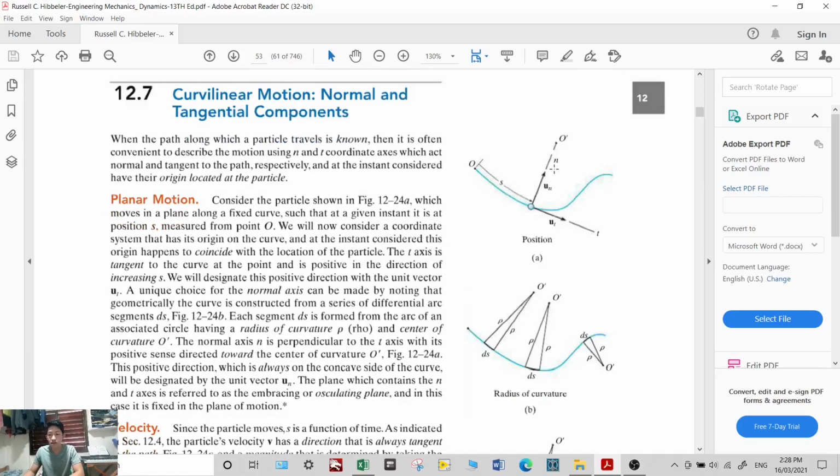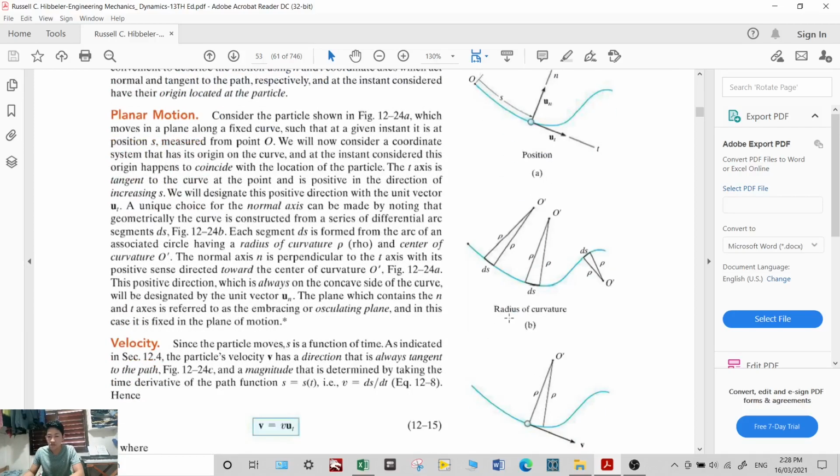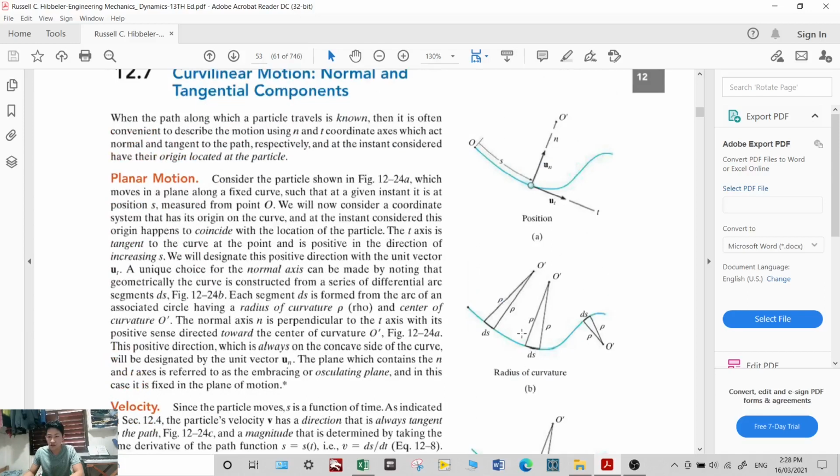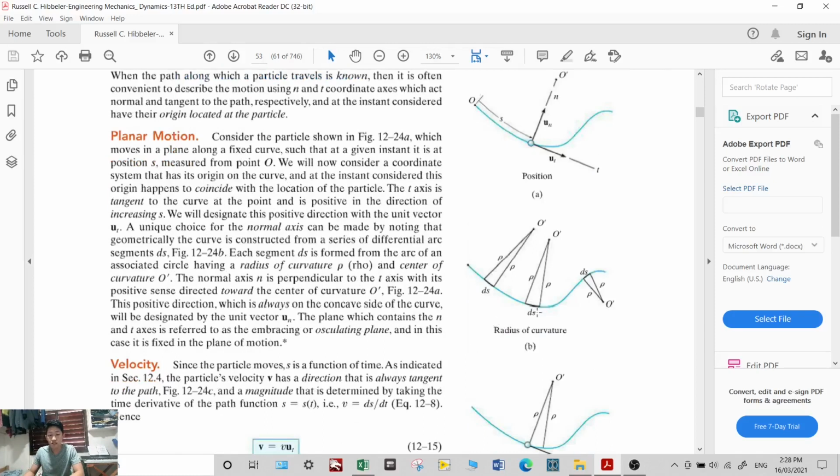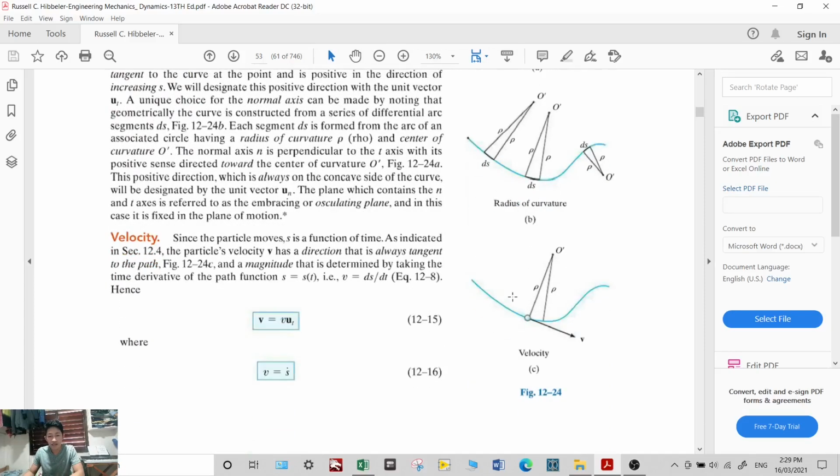So what are the important parameters here? You need to define the radius of curvature, or this one, rho. There is a formula given for rho. We will show that later on. And this is the displacement, small ds, or this arc length.